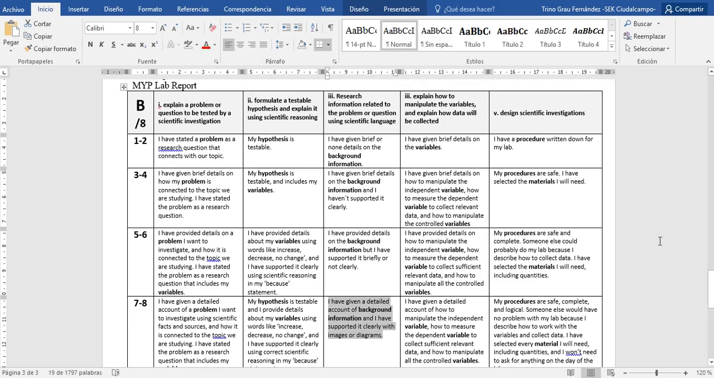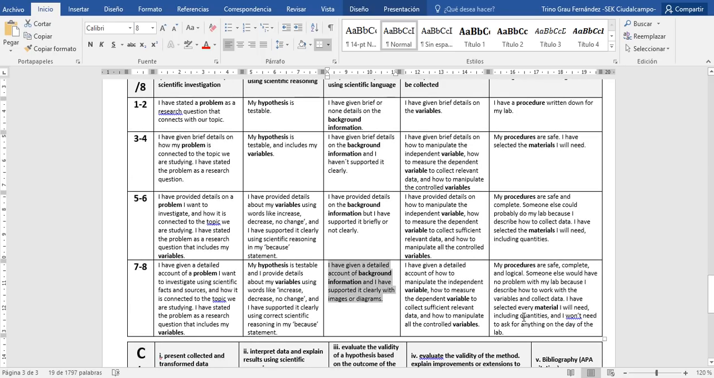For doing the variables here, you need to take into account that you have given a detailed account of how to manipulate the independent variable, how to measure the dependent variable, to collect sufficient relevant data, and how to manipulate all the control variables. And for the procedure, remember to include procedures that are safe, complete, and logical. Someone else will have no problem with my lab because I describe how to work with the variables and collect data. I have selected every material I will need, and I include quantities, and I won't need to ask for anything on the day of the lab.